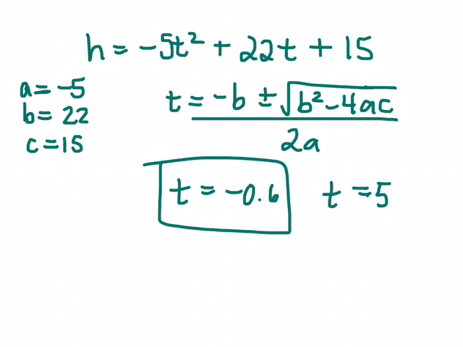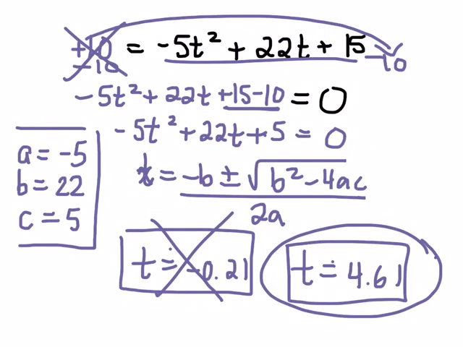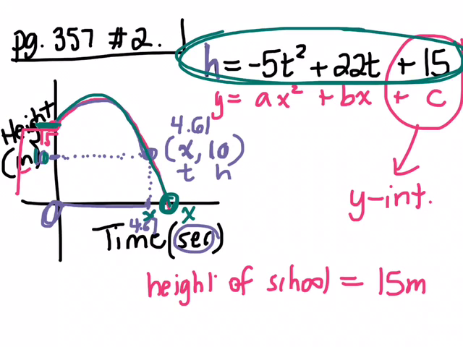Again, can time be negative? So how long did it take for the rocket to hit the ground? 5. Let's look at the graph again. Our little sketch here, it was in the air for 5 seconds, and it makes sense. It took 4.6 seconds to get to 10 meters, and then it dropped rapidly.